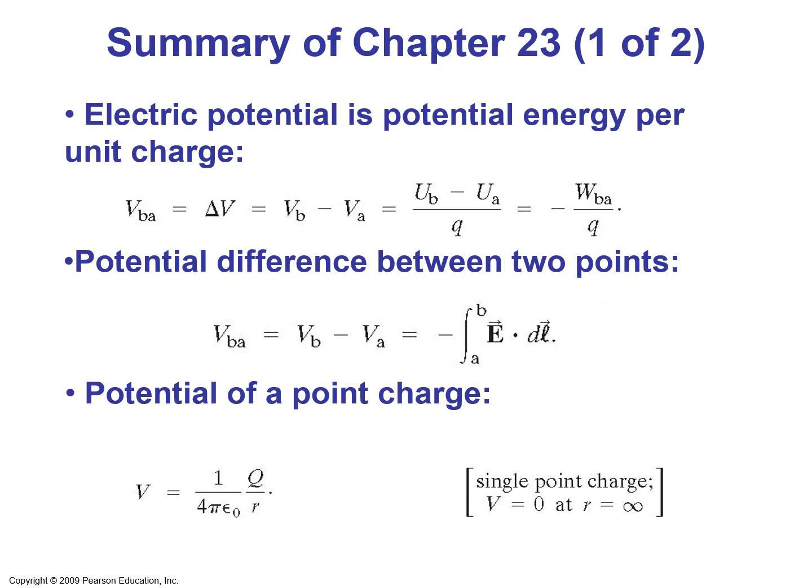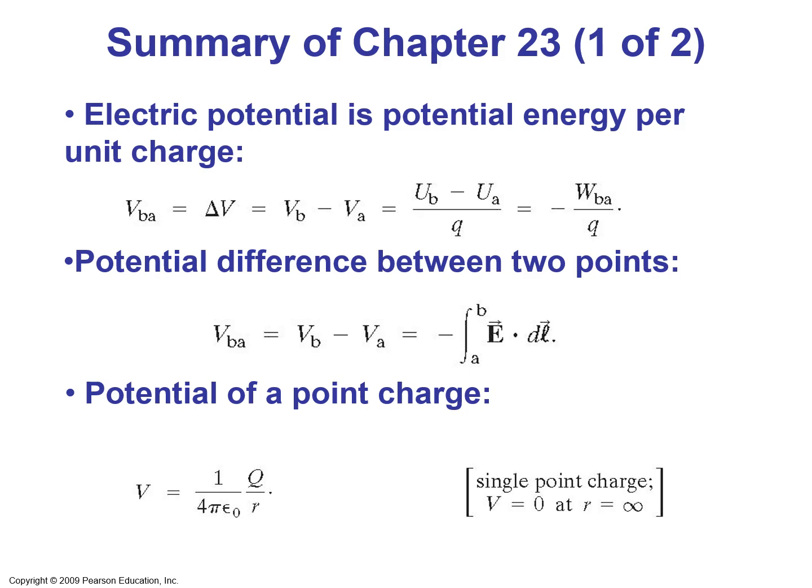Summary of Chapter 23. Electric potential is potential energy per unit charge. V_BA is equal to delta V, which is V_B minus V_A, and that is equal to the electric potential energy U_B minus U_A divided by q, and that is the negative of the work W_BA divided by q. Potential difference between 2 points, V_BA equals V_B minus V_A, and that is equal to minus the integral from point A to point B of electric field E dotted with dl.